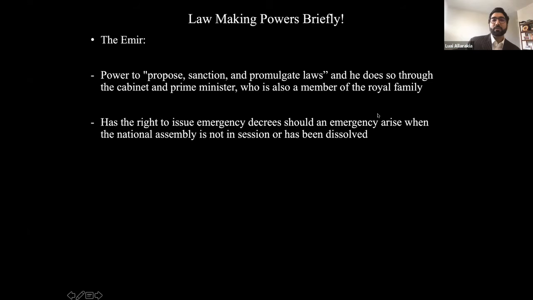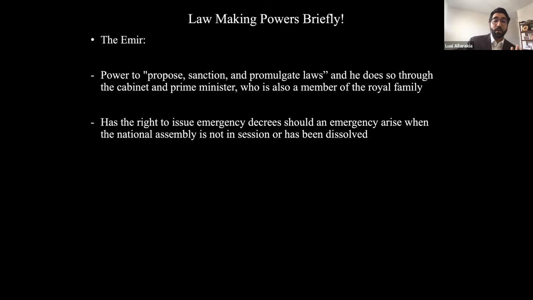Well, lawmaking powers are still fairly wide here, and there's a reasonable balance. Still, it tilts a lot more towards the emir, who operates through the cabinet ministers and the prime minister, but still there is a reasonable balance. So the emir can propose, sanction, and promulgate laws. He does so through the cabinet and the prime minister, who's also a member of the royal family. He also has a right to issue emergency decrees should an emergency arise when the National Assembly is not in session or has been dissolved.